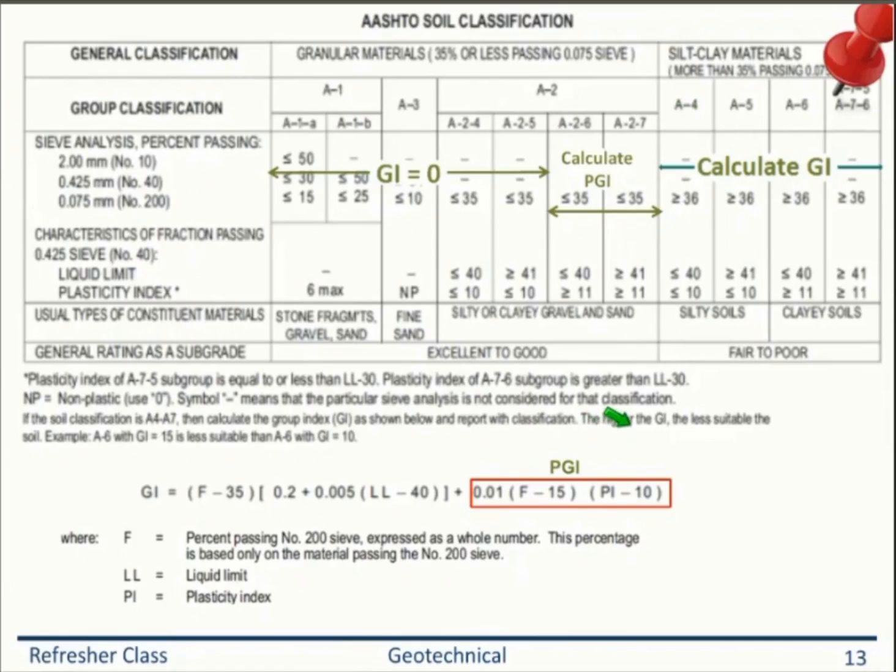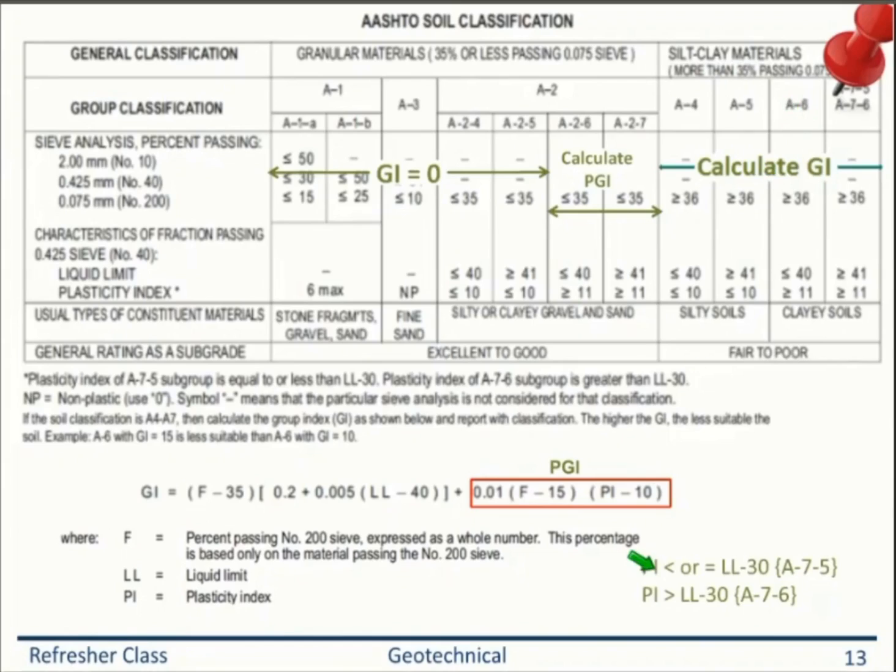If you want, you can read it here. The higher the GI, the less suitable the soil. For example, A-6 with a GI of 15 is less suitable than a GI of 10. That is valid if both soil samples are A-6. So the GI value is compared for the same class of soil. You cannot compare the GI of A-4 to the GI of A-5, and the GI of A-5 cannot be compared to the GI of A-6. The GI of A-6 should be compared to the GI of A-6 itself. The soil should be the same class.